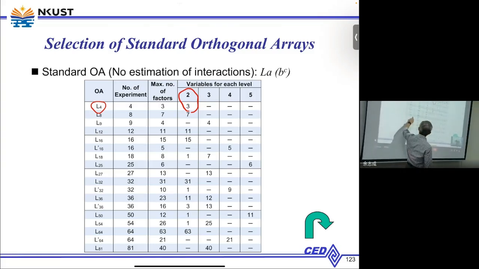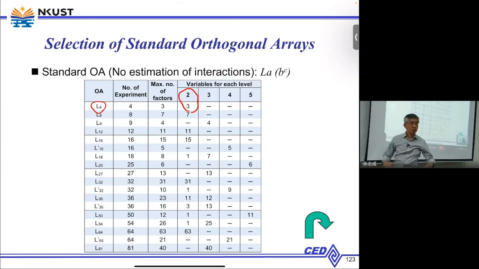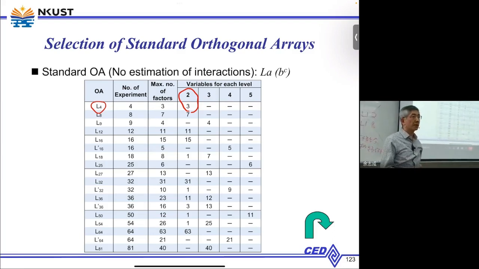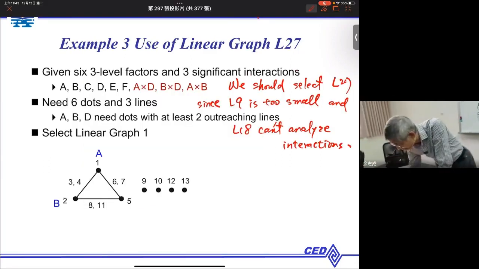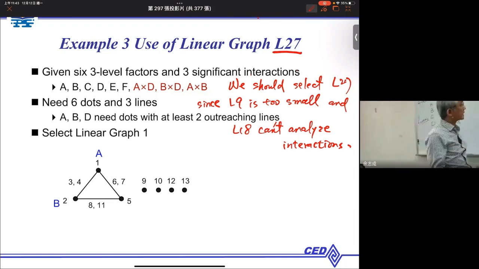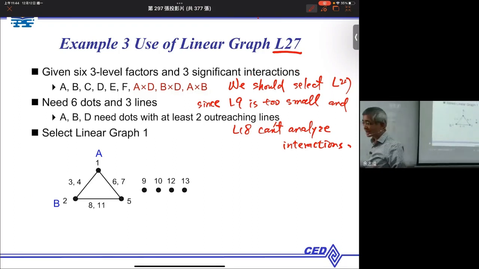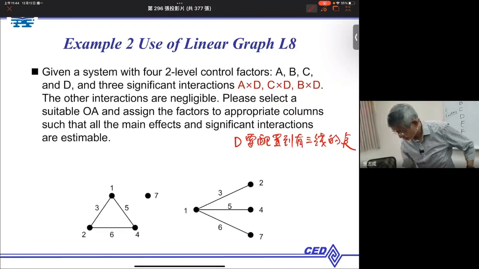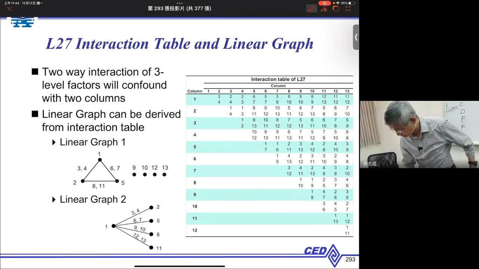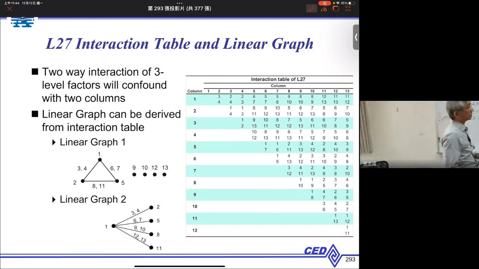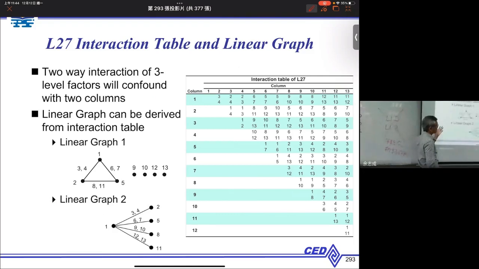Go to the next one, which will be L27. Well, that's why L27 shows up in this question. So we should select L27 in this example, since we want to analyze 6 3-level factors and also 3 interactions. There is a linear graph over here for L27. As I see, there are 2 standard linear graphs, 1 and 2. Which one should we select?